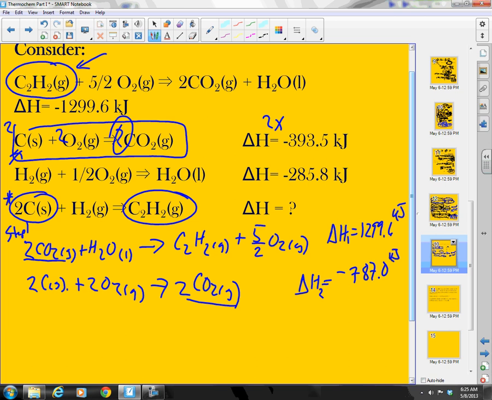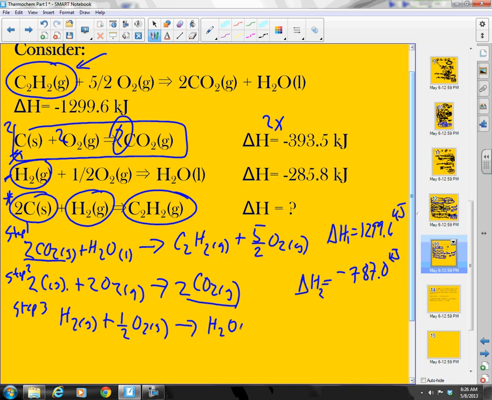So that means I need water on the other side. I need to get this hydrogen, so I'm going to add this one right here. This is step 2, and step 3 is going to be what? Well, it's going to be H2 gas plus 1/2 O2 gas yields H2O liquid, and my delta H stayed the same. Delta H step 3 is equal to negative 285.8 kilojoules.